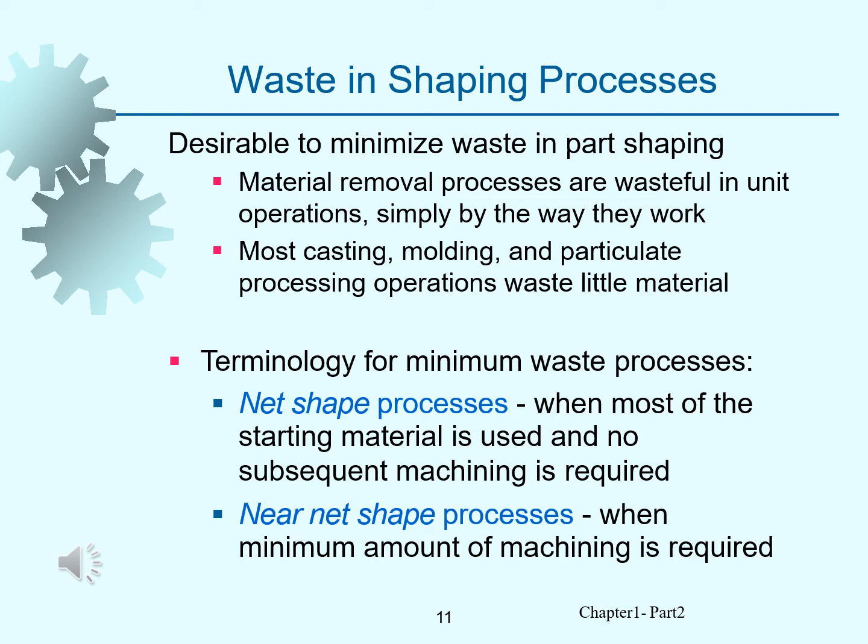Some different terminology: net shape processes. That's when you get the starting material and no subsequent machining is required. Near net shape processes are when you do the minimum. When we used to make castings for hydraulic valves or design them, we would go to the foundry and say, this is the mold we want, and we'd get it as close as we could to the finished product, so we wouldn't have to make so many chips off it.